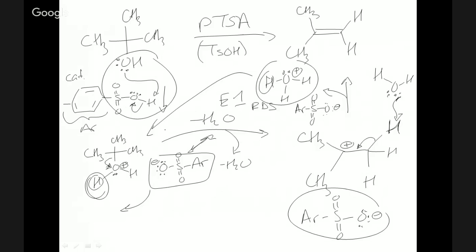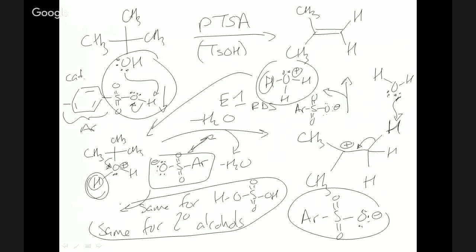This mechanism is E1. It's the same for secondary alcohols, because secondary alcohols can form carbocations. And it's the same for sulfuric acid. Sulfuric acid and para-toluenesulfonic acid are functionally not that different. That is H2SO4, sulfuric acid. So go through all those mechanisms, all the variations of those mechanisms. If we go over this mechanism, you need to be able to work through these types of mechanisms.